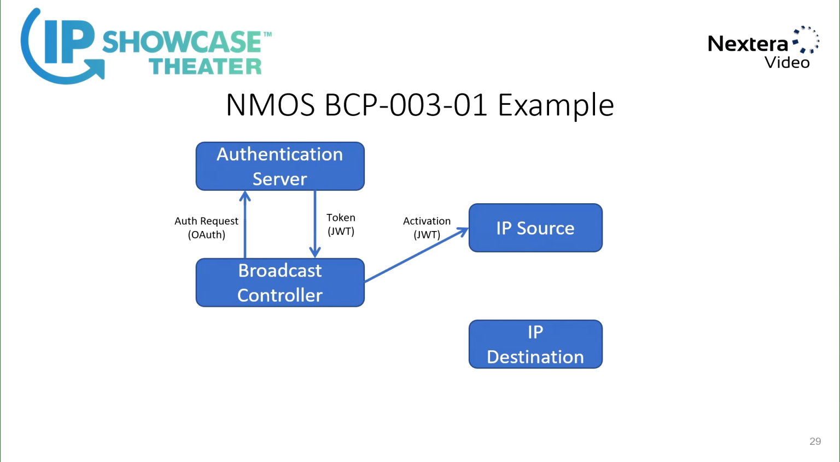Once the broadcast controller, which could be a button panel like we have over here, gets this token, a user maybe selects route source 1 to destination 2. Those commands are now sent along with this token, this JWT token, to the source. The source then validates this with the public key of the authentication server. It says, okay, that is a valid key. I'm authorized now to start sending this flow. Then the broadcast controller sends a command to the destination, which then is authenticated with the same public key, and then the flow can move from source to destination.